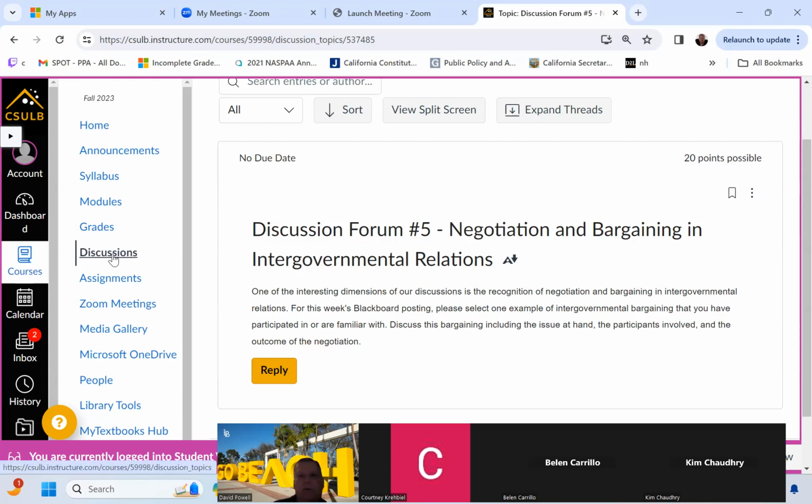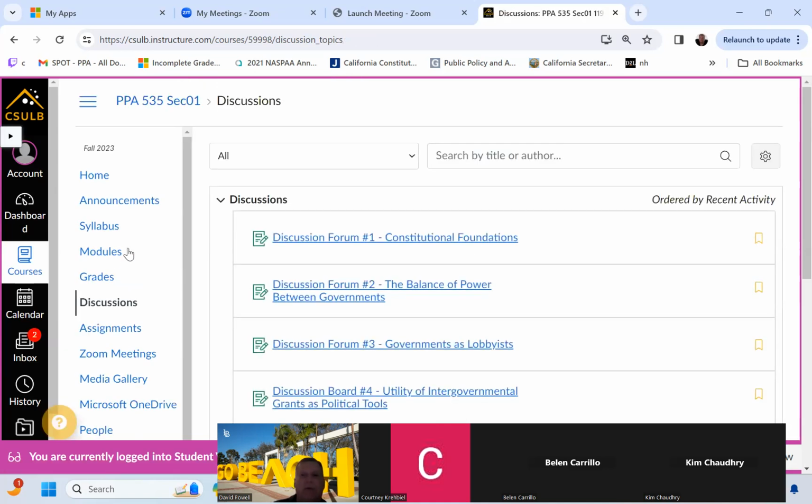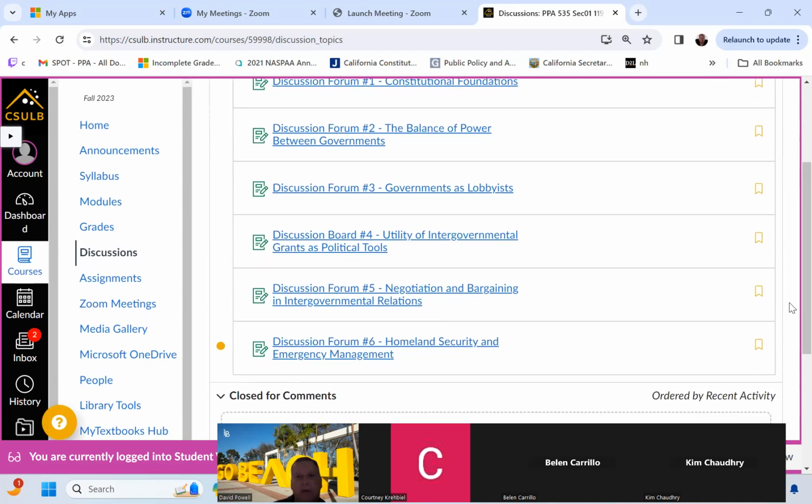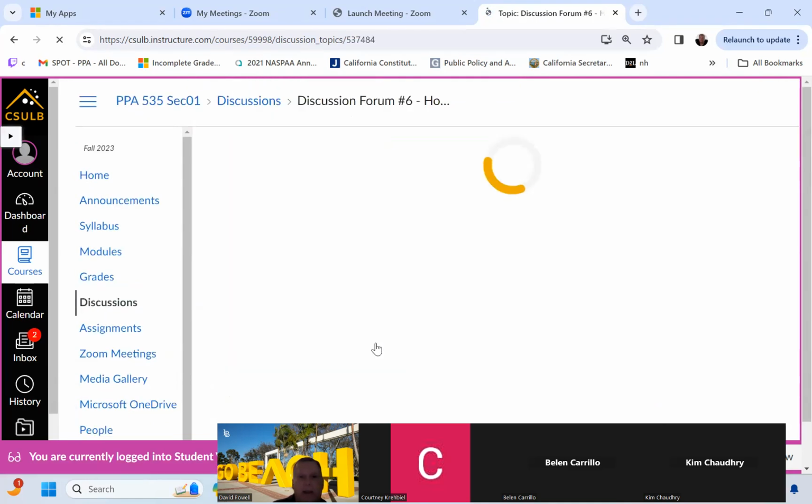This is based upon the Robert Agranoff article in which he looks at different aspects of bargaining between different levels of government, and provides us with some really interesting examples of how state and local governments have pushed back on the federal government and bargained with the federal government in order to get their way.